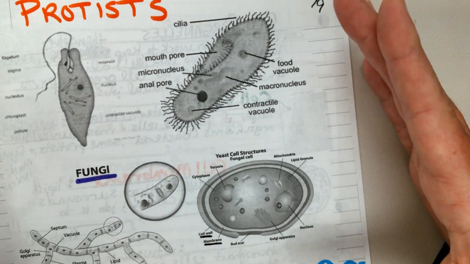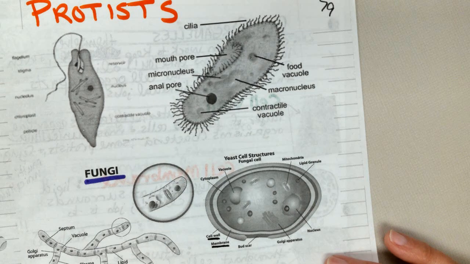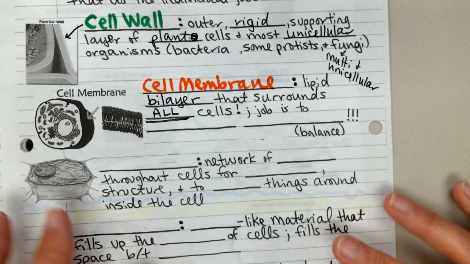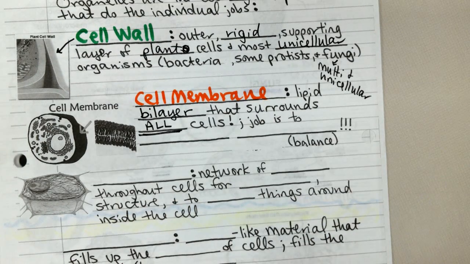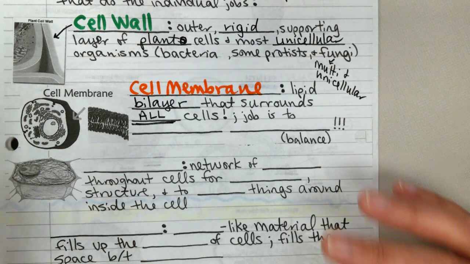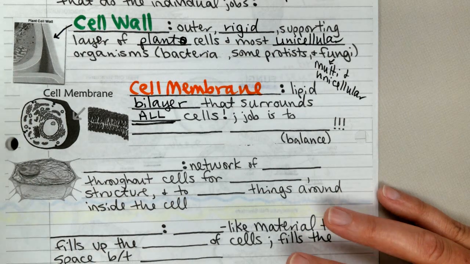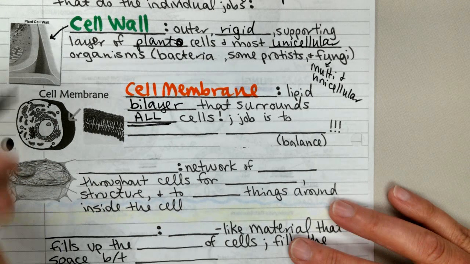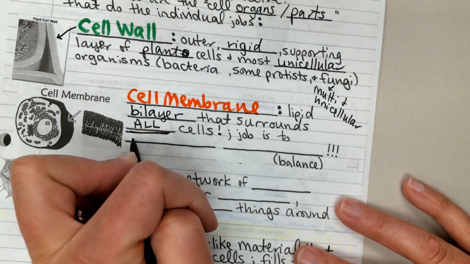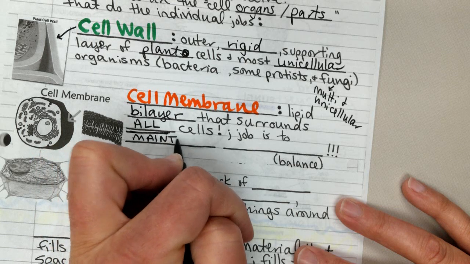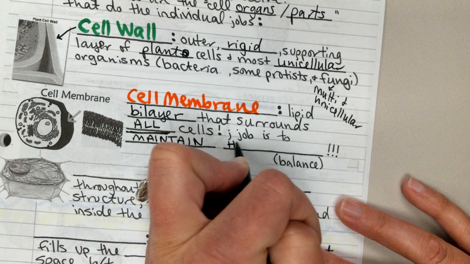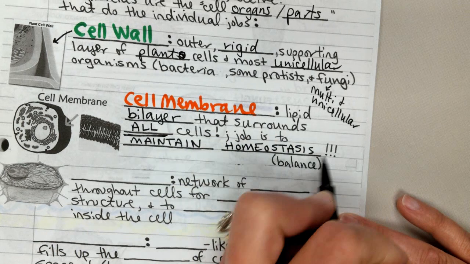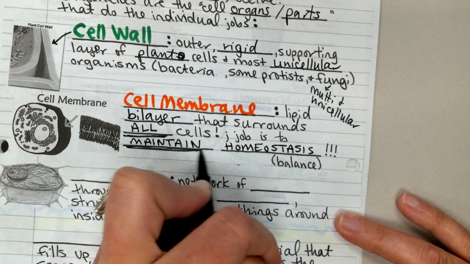But these things are here for structural support, or just if it's a cell membrane in every single cell. It surrounds everyone, because the cell membrane's job is to be that bouncer. You know, it's supposed to be like, nope, you can't come in, or you have to stay, or to allow things to come in. It's to maintain homeostasis. And that is balance. Maintain homeostasis.